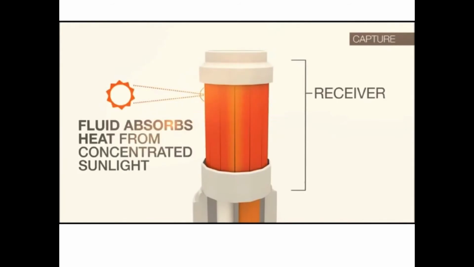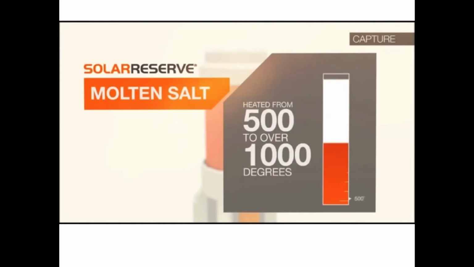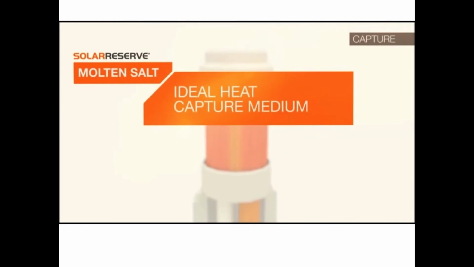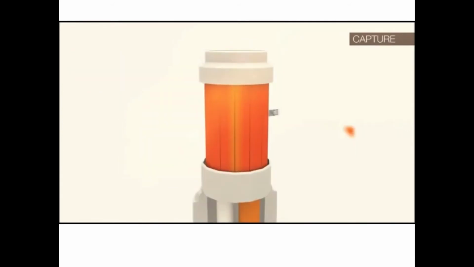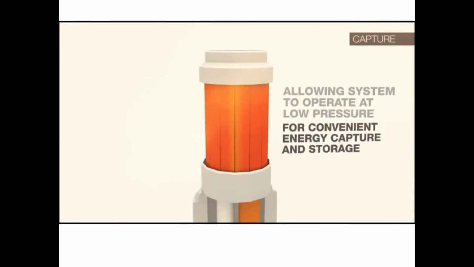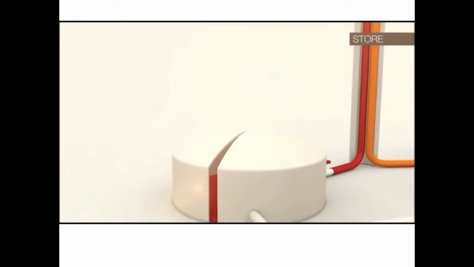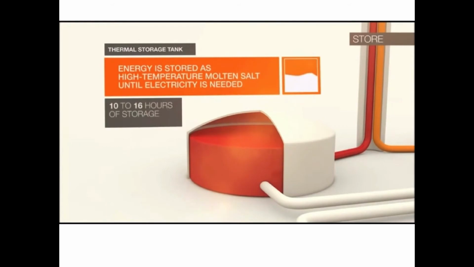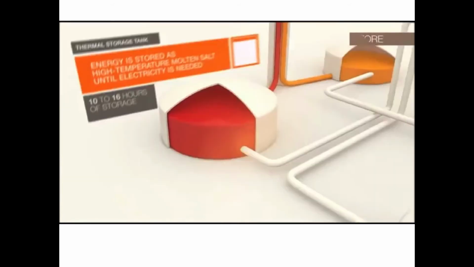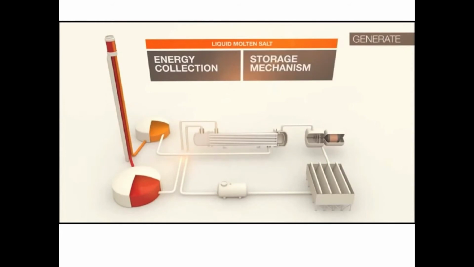In this technology, the fluid utilized is molten salt, which is heated from 500 to over 1,000 degrees Fahrenheit. Molten salt is an ideal heat capture medium because it maintains a wider operating temperature range in liquid state, allowing the system to operate at low pressure for superior and safe energy capture and storage. After passing through the receiver, the molten salt then flows down the piping inside the tower and then to a thermal storage tank where the energy is stored as high temperature molten salt until electricity is needed. This technology leverages liquid molten salt as both the energy collection and the storage mechanism, which allows it to separate energy collection from electricity generation.